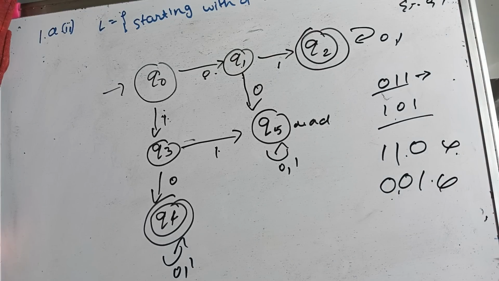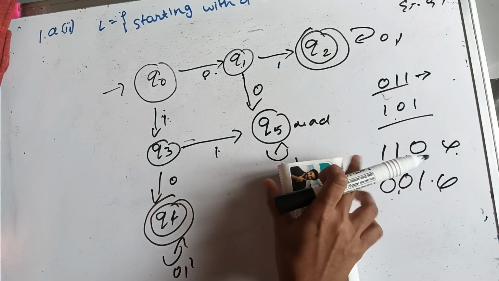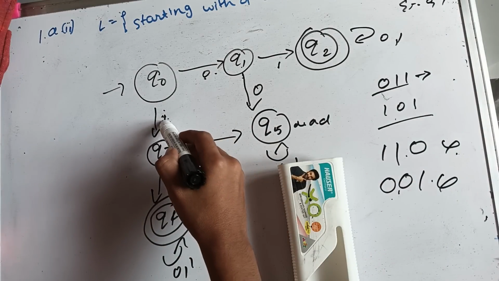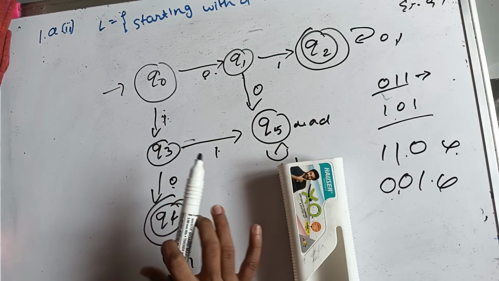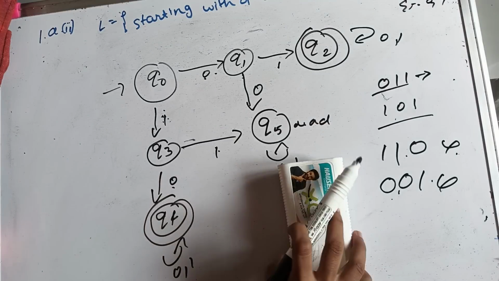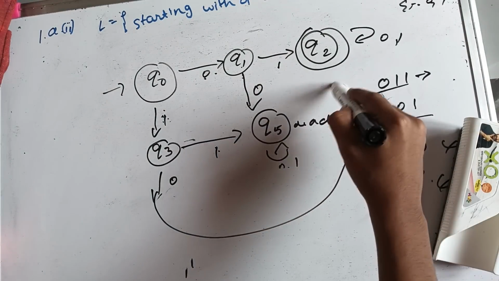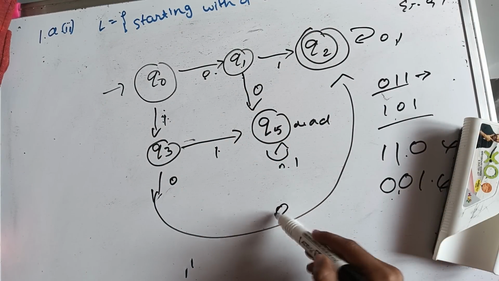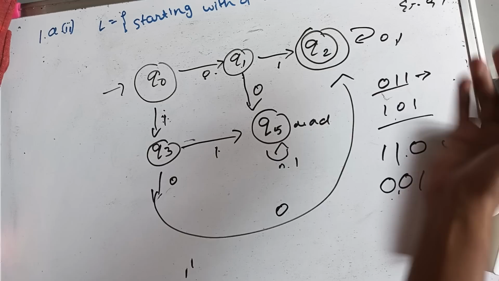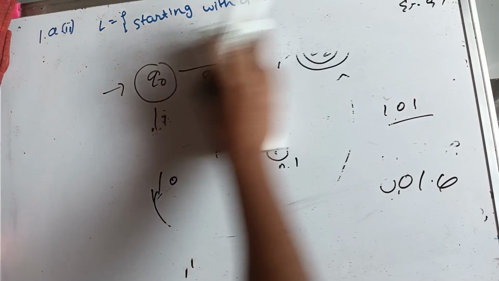This is the answer, and you can change this also, because after 1 0 you can create only one accepting state. You can add it here, okay. You can define it this way or you can write it that way also.